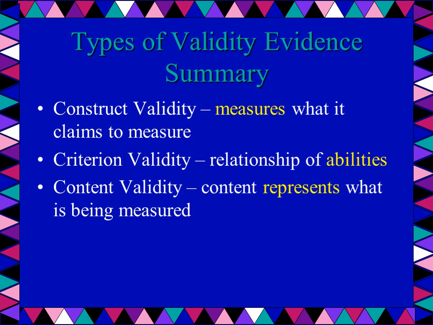So in summary, you have three different types of validity evidence. Construct validity measures what it claims to measure. The example I included was the state assessment, and it measured the proficiency level of the students. Criterion validity is the relationship of abilities. The example I used was the ability of the students to pass their midterm, their assignments, and discussion boards, and this was an indicator that reflected their ability to pass the final exam for statistics.